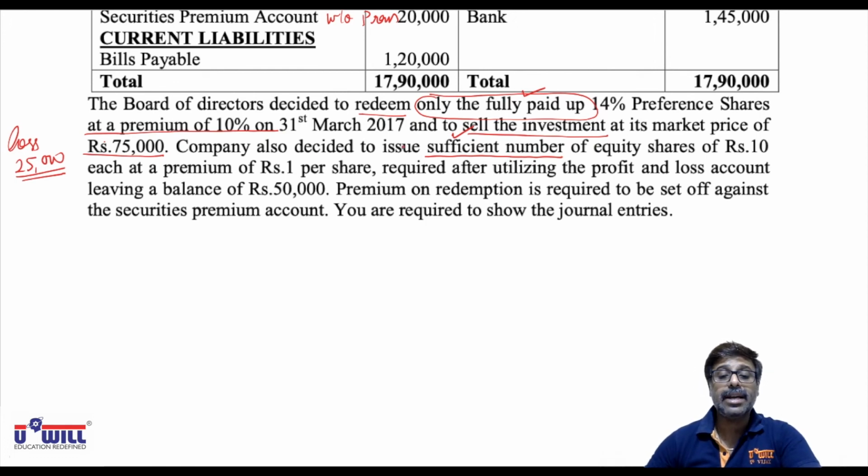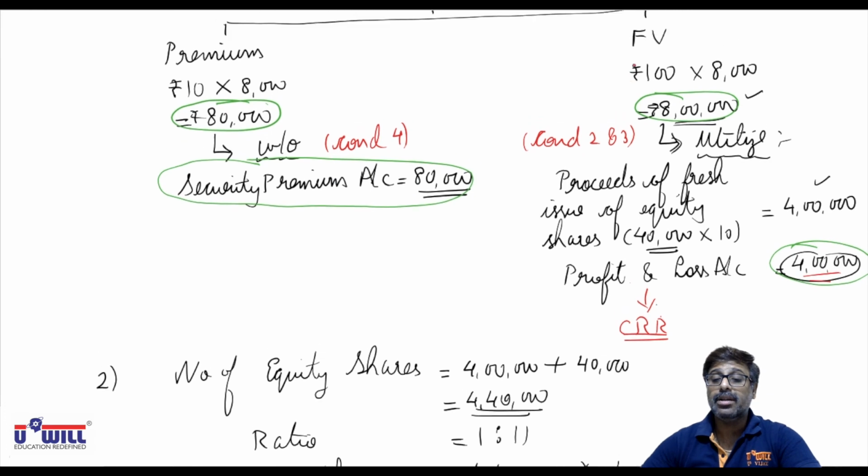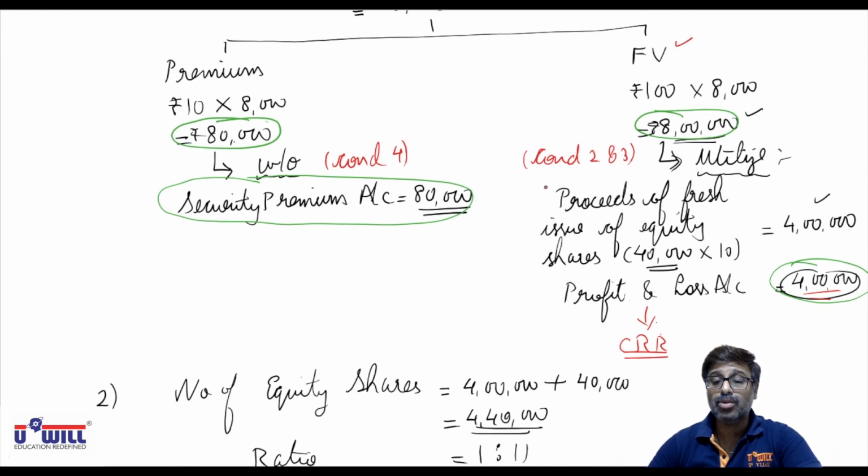Company also decided to issue sufficient number of equity shares of rupees 10 each at a premium of rupees 1 per share required after utilizing the profit and loss account, leaving a balance of 50,000. We'll see in the workings how to cater to this. Basically, what is the difference? In the workings which we did in the last lecture, towards the face value, first we used proceeds of fresh issue of shares, then we used the P&L account because the quantity of equity shares issued was already known.